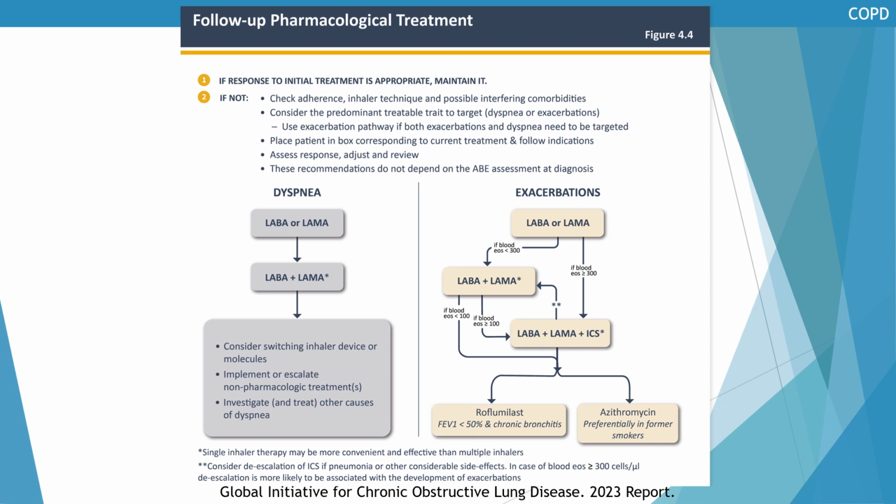Alternatively, on the right, for exacerbations, the patient would be increased from just one LABA or LAMA inhaler to a combination, and then assessing their eosinophil counts to consider ICS therapy. After all of this is used and the patient is still having exacerbations, you could consider roflumilast or azithromycin in former smokers, and we'll go into this in more detail when we talk about these medications in the upcoming slides.